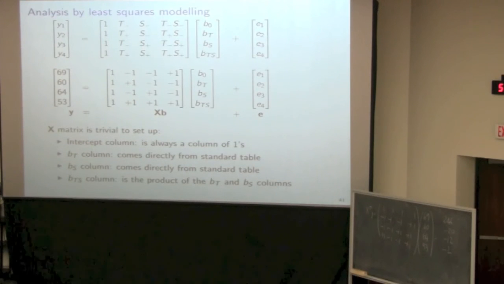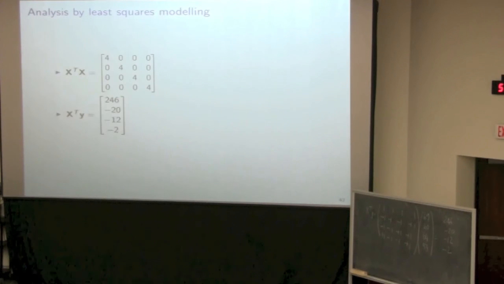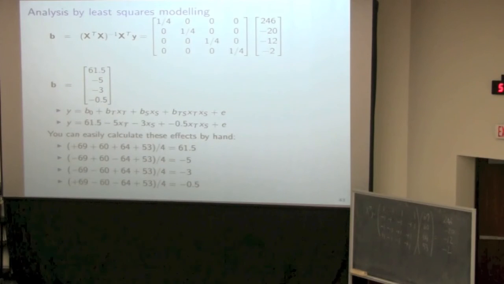So X transpose y is relatively straightforward to calculate. And then the final goal here is X transpose X inverse times X transpose y. The inverse of that matrix is very easy to find. It's a quarter along the diagonal. That's the covariance of the X's with the y. And then beta finally is that result. So it simply takes a quarter of 246, a quarter of minus 20, a quarter of minus 12, and a quarter of minus 2.